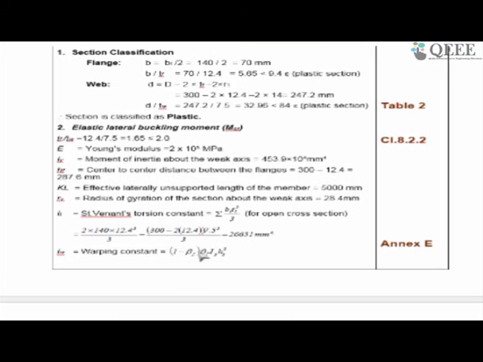Now, the elastic lateral buckling moment, MCR. There are two options. One is to use this big formula, the original formula for any beam. The other option is the simplified formula for an I section, where you need H by TF and IYY. That could also have been used, but here we are using the big formula.